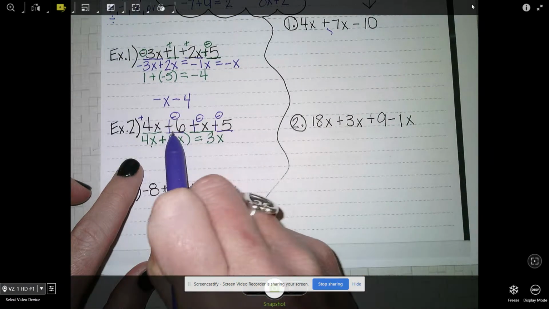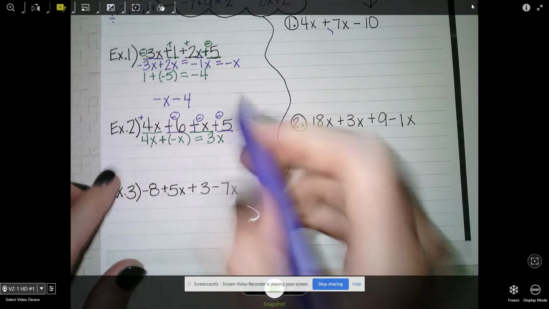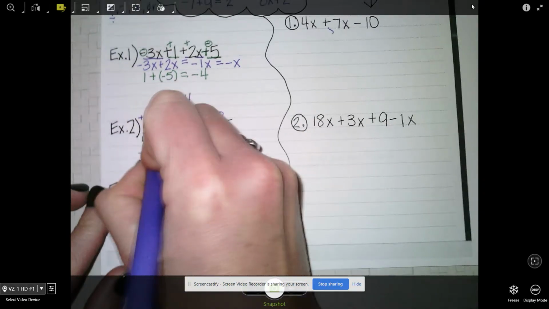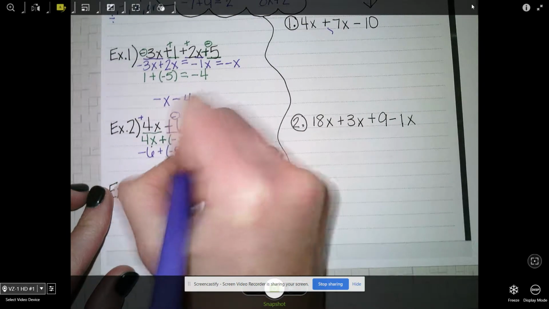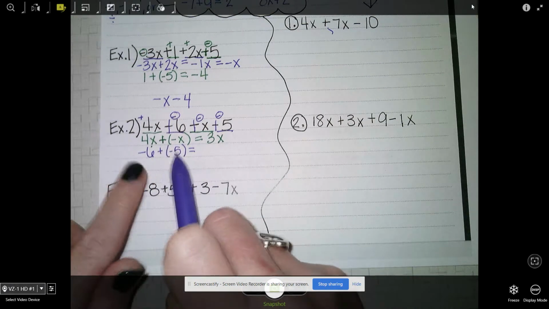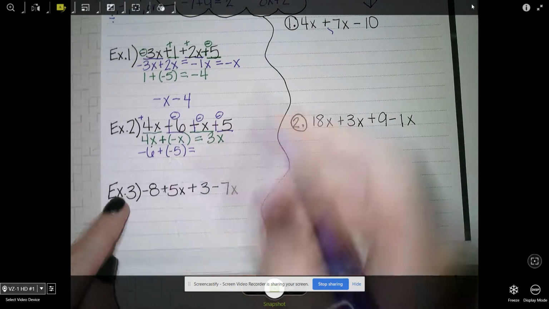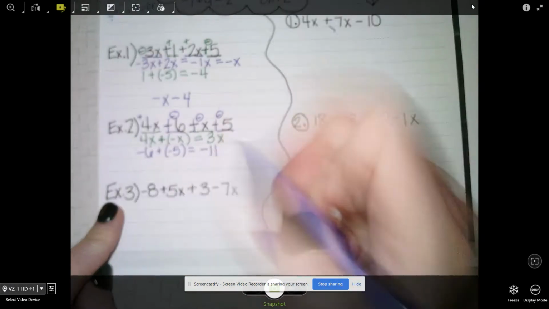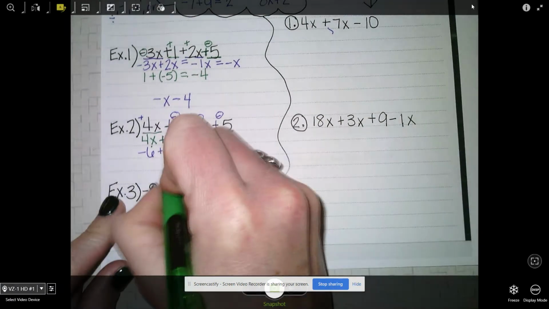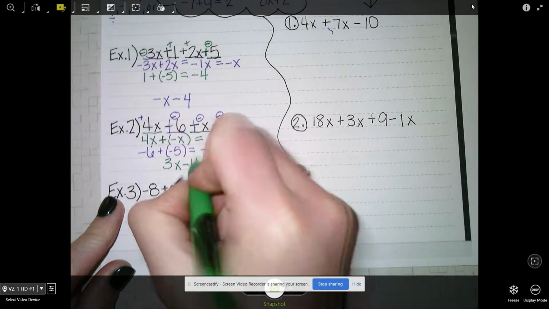Then we have negative 6, and we have negative 5. So it's negative 6 plus negative 5. And when they're the same sign, we're just going to add and keep the sign. So that's going to be negative 11. So our answer is 3x minus 11.